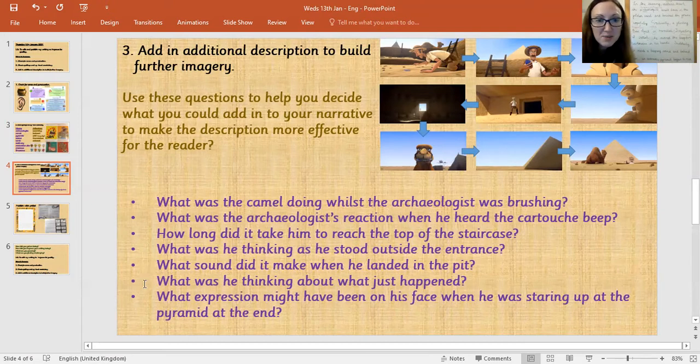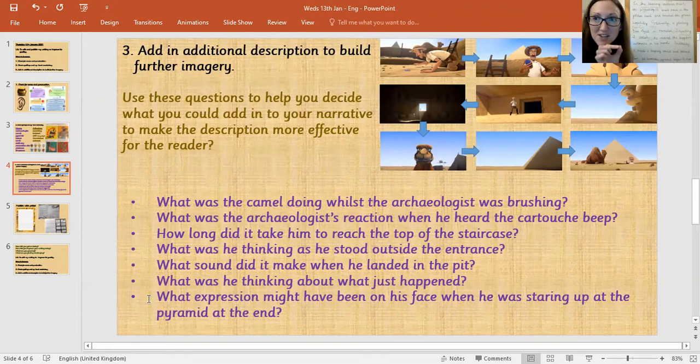What was he thinking about? What just happened right at the end? Do you remember? Maybe you could put in some thoughts that he was having at the end there. Like, thank goodness I've got out of there. And then what expression might have been on his face when he was staring up at the pyramid at the end, with eyes glazed over and mouth wide open. The archaeologist stared blankly at the pyramid before him. So something like that is really, really helpful, just to add in that final little sentence just to round things off. Okay, let's go back for the final time to my board here with my edited writing.